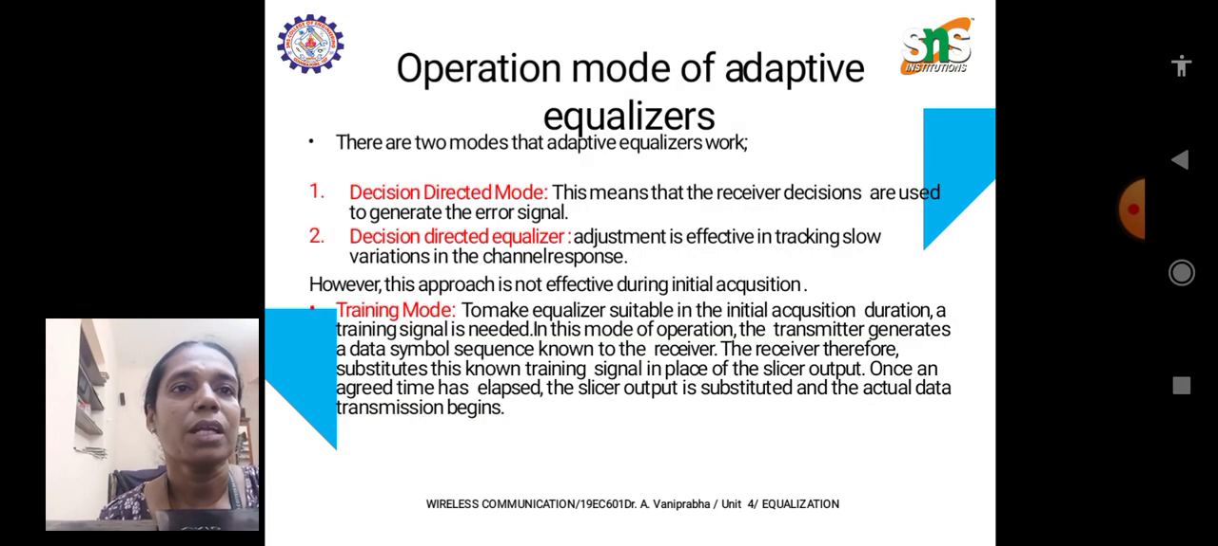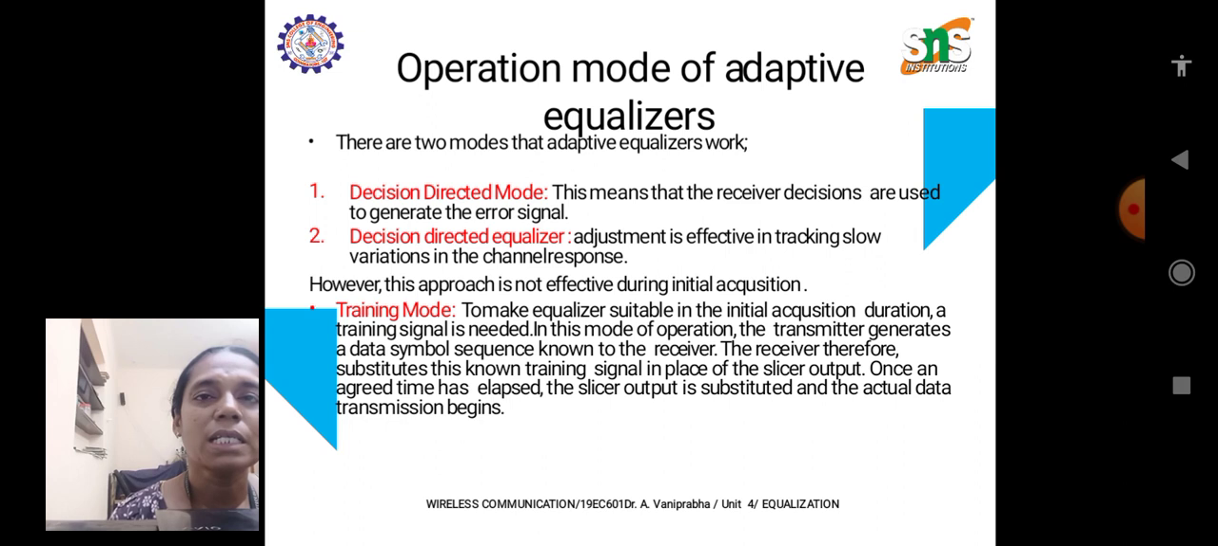There are many modes of adaptive equalizers. Two important modes are the decision directed mode and the training mode. In decision directed mode, the receiver decisions are used to generate the error signal, and the tap adjustment is effective in tracking slow variations in the channel response. However, this approach is not effective during the initial acquisition process.